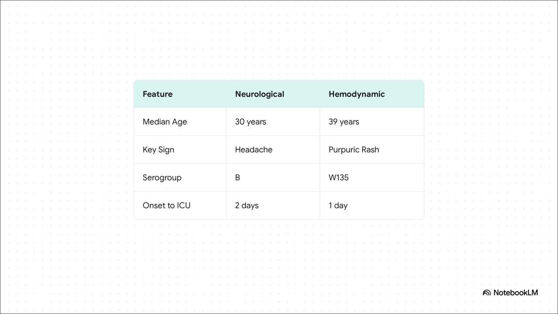The hemodynamic group, on the other hand, was older, showed up with that classic purpuric rash, and was more often linked to serogroup W. And look at this. They got to the ICU way faster, a median of just 1 day. They get sick, and they get sick fast.